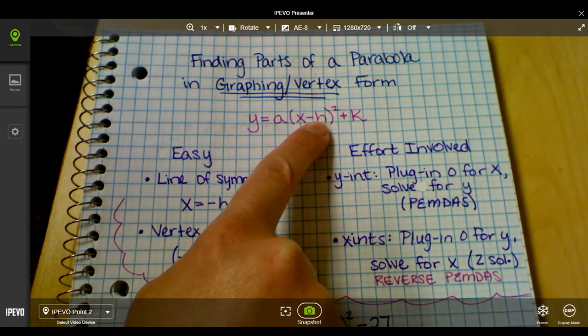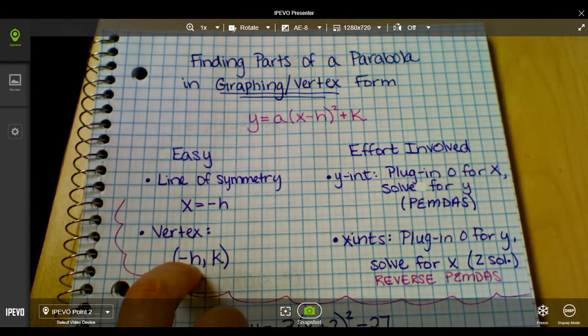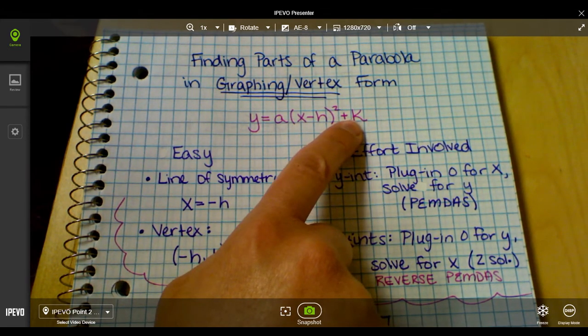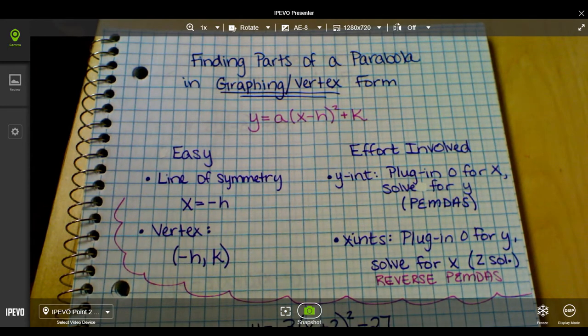Remember, whatever's inside the parentheses with your x, it's always doing the opposite of that. Your vertex is always going to be the opposite number of what's inside your parentheses. That's your x value. And then your y value is always just going to be k. K has no reason to change. That's just whatever k is, that's the y value of your vertex.